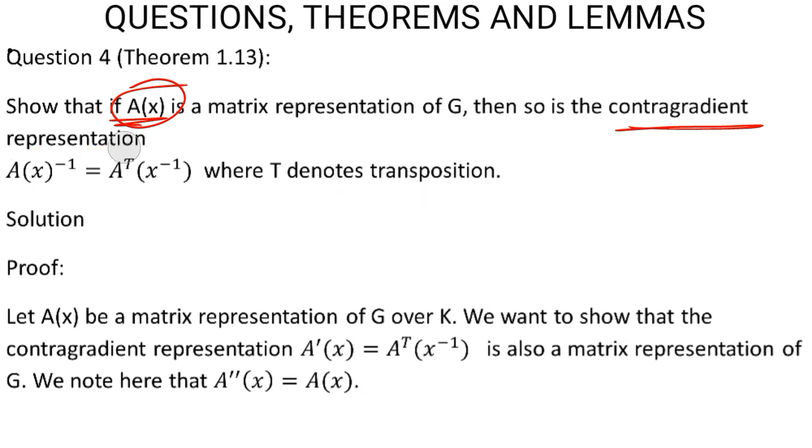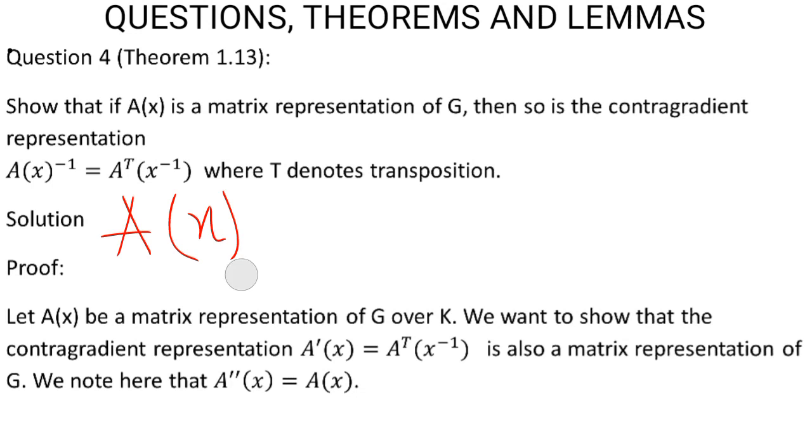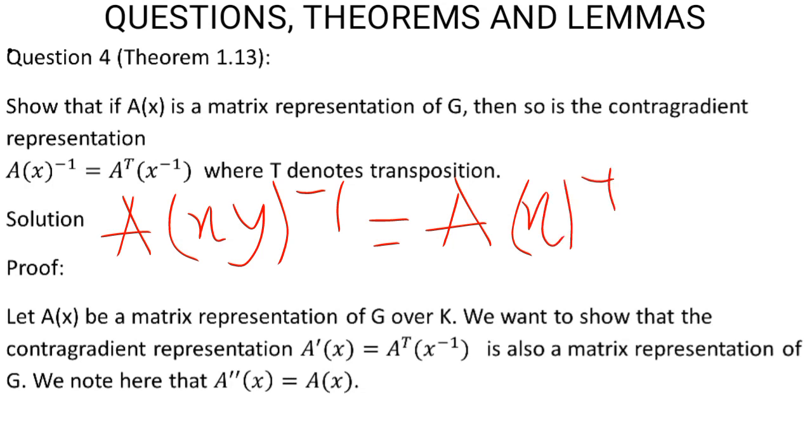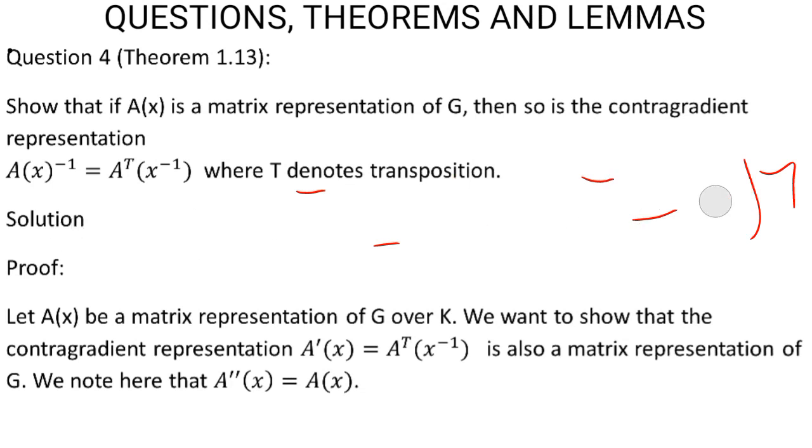All we need to do is show that, based on this, AX, well, if I want to show this is a representation, I actually need Y, right? A(XY) inverse is going to give me X inverse Y inverse. That's what it's going to be as our target. Okay, so let's see how we're going about it in the proof here.